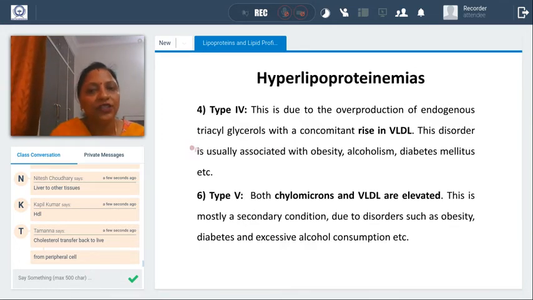Type 4 is due to overproduction of endogenous triacylglycerol with a concomitant rise in VLDL. This disorder is usually associated with obesity, alcoholism, diabetes mellitus, etc. Type 5: both chylomicrons and VLDL are elevated. This is mostly a secondary condition due to disorders such as obesity, diabetes, excessive alcohol consumption, etc.